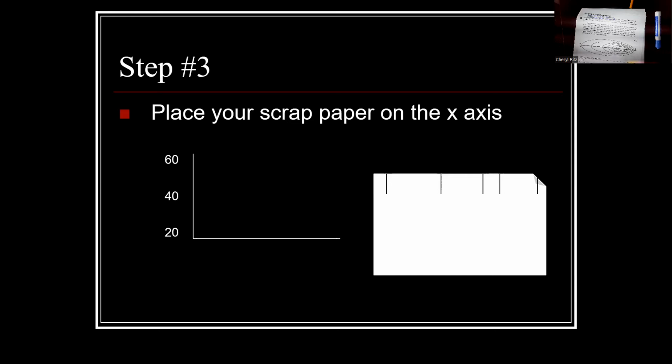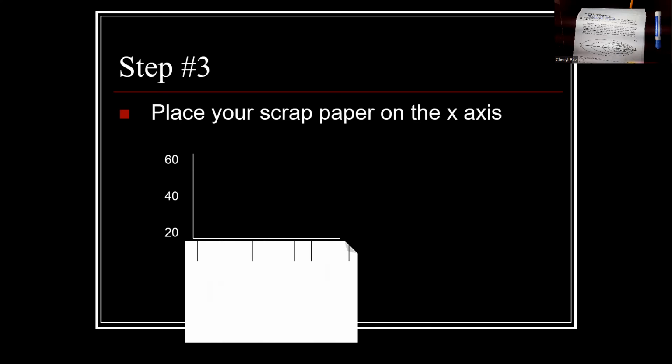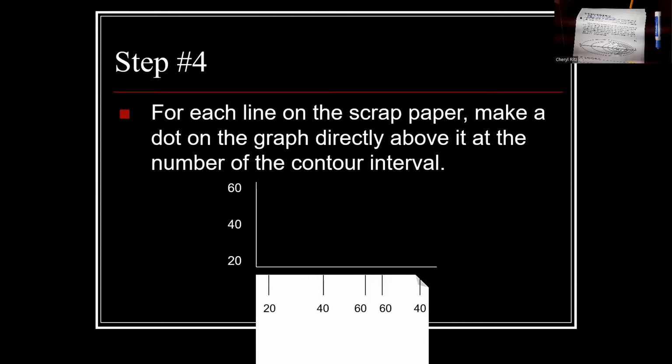So did everybody get step 3? Place your scrap paper on the x-axis. Okay, step 4, another one where there's some writing. This one has a little bit of writing, and again, it doesn't make much sense until you see, and then it makes perfect sense. You can see we're stopping with notes at step 6, and step 5 is only 3 words.